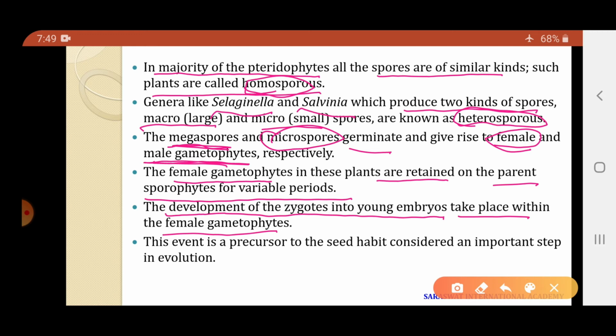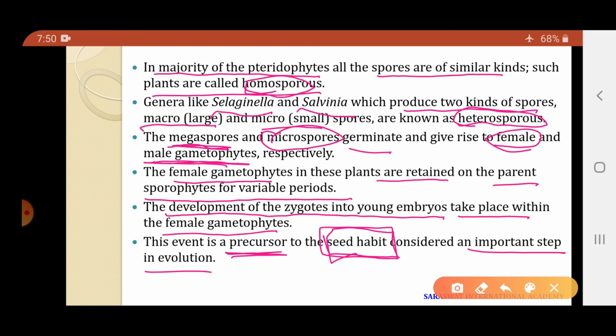occurs within the female gametophyte, this event is considered as a precursor. Precursor यानी कुछ पहला ऐसा सब्सटेंस बनता है जो प्रॉपर एक नया एक्टिव सब्सटेंस का फॉर्मेशन करेगा. So this event, that is the development of the zygote into the young ones which takes place inside the female gametophyte, is considered as an important event for the development of the seed habit, which is a very important step in the evolution.